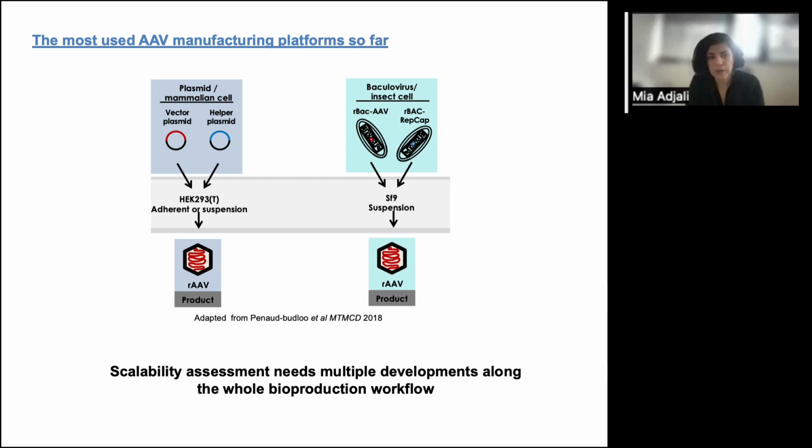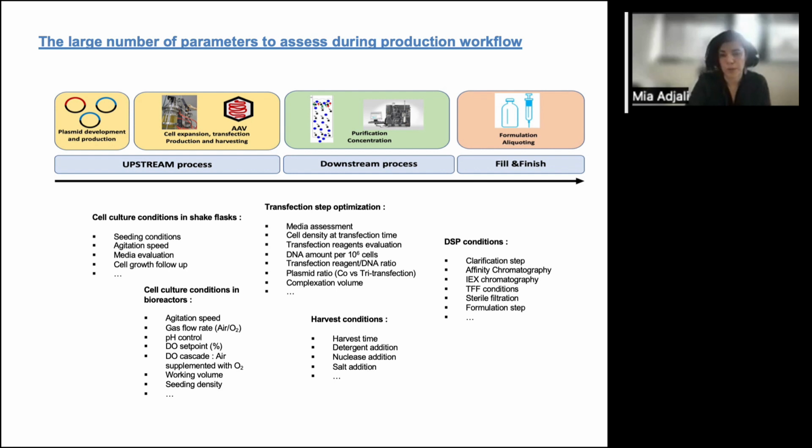Now, there are multiple AAV manufacturing platforms, but the most used so far, and also for the commercial products, are based on either the use of HEK 293 mammalian cells, either adherent or in a suspension cell culture system, or using the Sf9 insect cells, which is a suspension culture system, and using the baculovirus system. So those two systems can be developed for large-scale productions, but to do so, we need to develop a long bioproduction workflow.